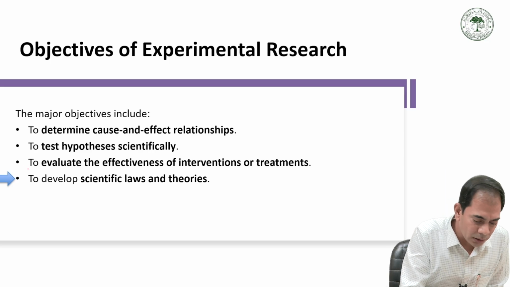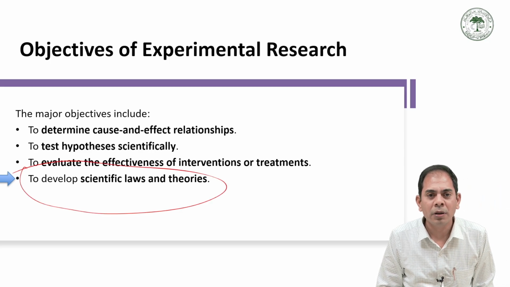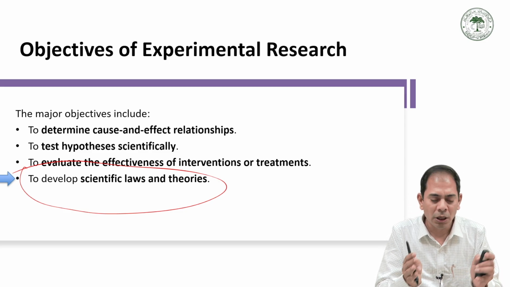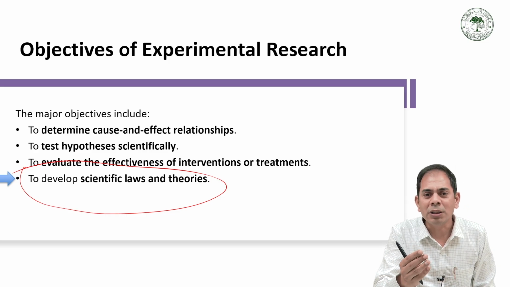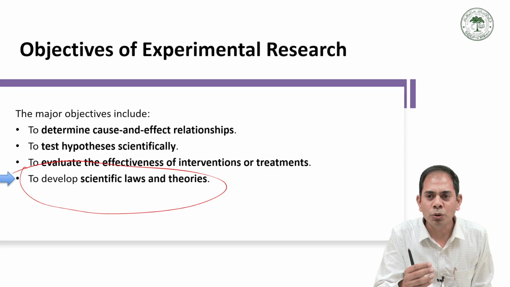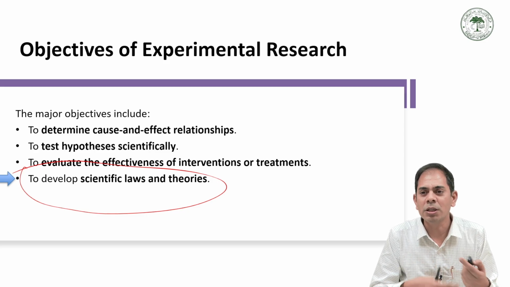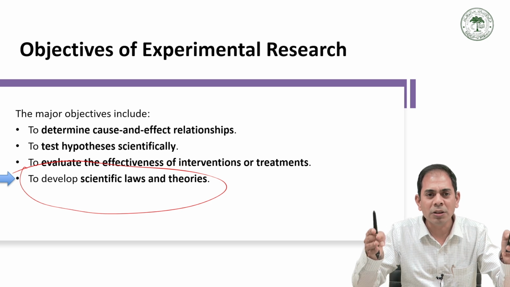Next is to develop scientific laws and theories. Experimental research plays a very important role, especially in the field of physical education and sports sciences, to develop laws and theories. It helps the researcher to develop scientific laws and theories through repeated testing and observation. We go for repeated tests and observation, and after that we reach a conclusion and establish theories and facts.